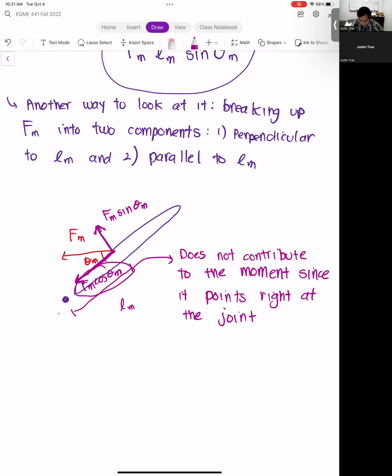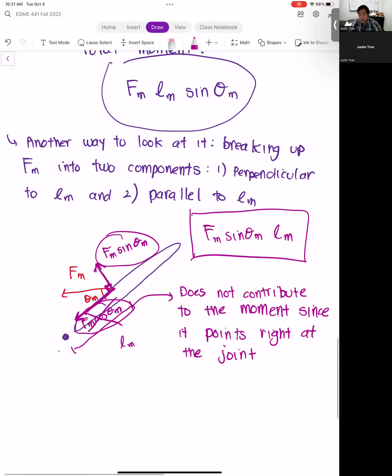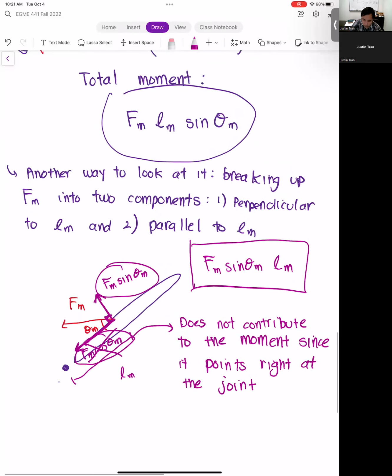Okay. And so we don't worry about that one. And so the only component that we can worry about is Fm sine of theta m. Okay. And then its moment will be computed by multiplying this by the perpendicular distance. And so the perpendicular distance in this case is exactly Lm. And so we get a moment of Fm sine theta m Lm. Okay. And so that's exactly what we got before.